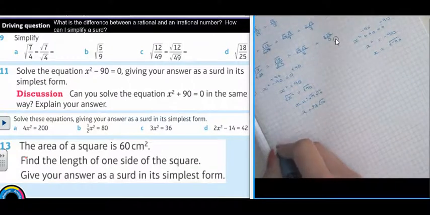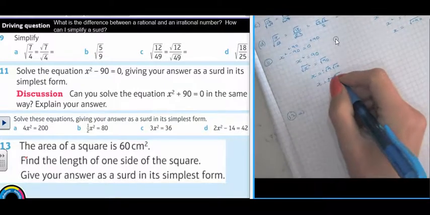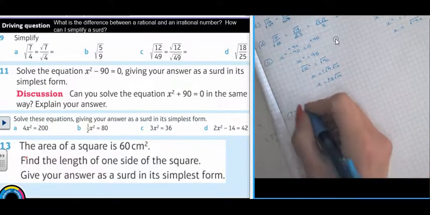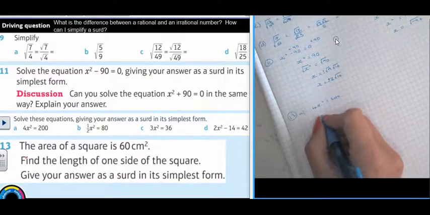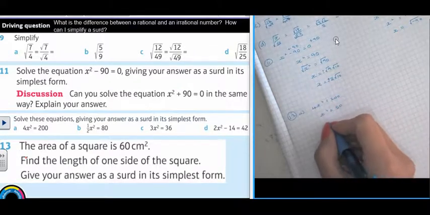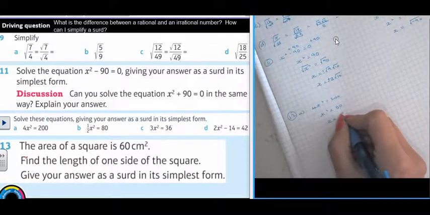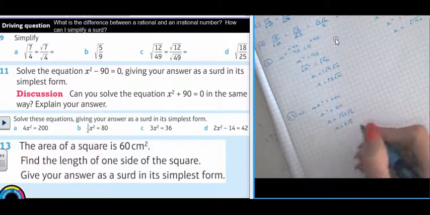Question 12. Solve these equations, give your answer as a surd in its simplest form. 4x squared equals 200. Divide by 4. x squared equals 50. Square root. x equals 5 root 2.